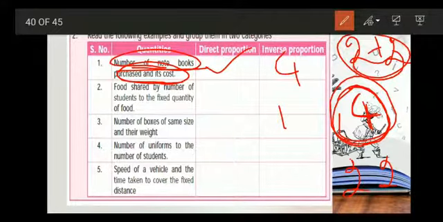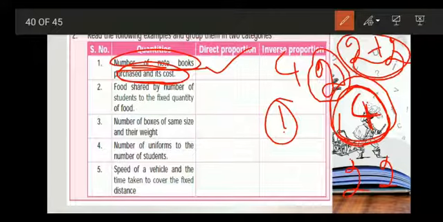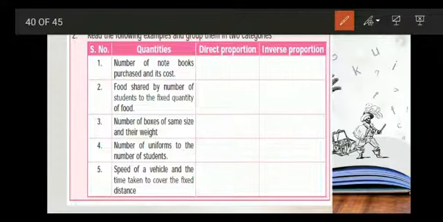When there are 4 people, the number of idlis taken by each person is 1. When 2 people are there, the number of idlis shared by each person will be 2, right? So when the number of people increased, the amount of food shared by them will decrease. Okay, so here the second one is in inverse proportion. Now see the third one, number of boxes of same size and their weight.